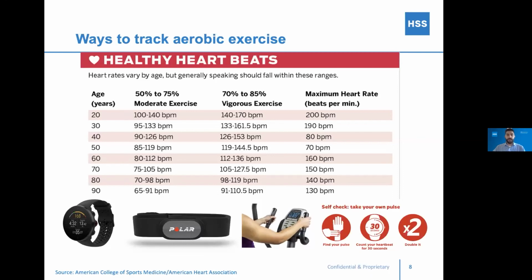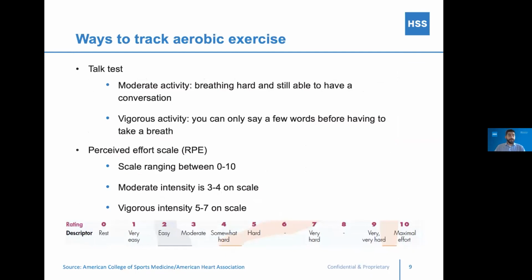They would feel their pulse. Within a 30-second time frame, if they achieve 50 beats, you would times that by 2, and that would give you your 100 beats per minute, satisfying this category. Other low-tech ways to track your aerobic exercise, you can use the talk test.